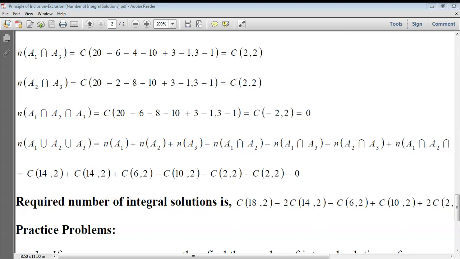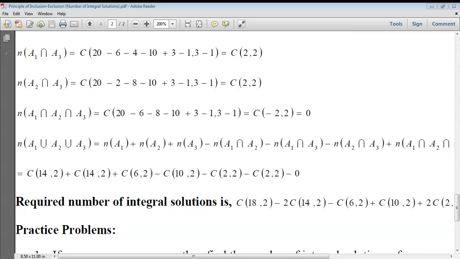Now let us start finding the number of solutions common to a1, a2, a3. It will be (20 - 6 - 8 - 10 + 3 - 1) C (3 - 1), where 20 is the right hand side and 6 is x1 common to a1, a2, a3, and 8 is x2 common to a1, a2, a3, and 10 is x3 common to a1, a2, a3, and 3 is the number of variables. So we got minus 2C2. There is no meaning for this, so let us take it as 0.